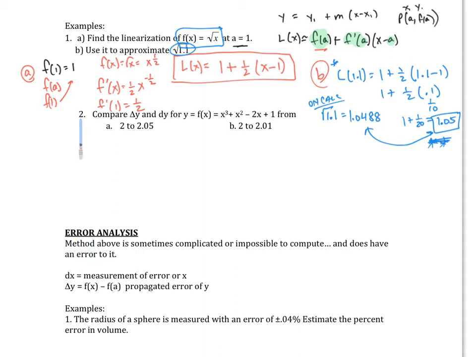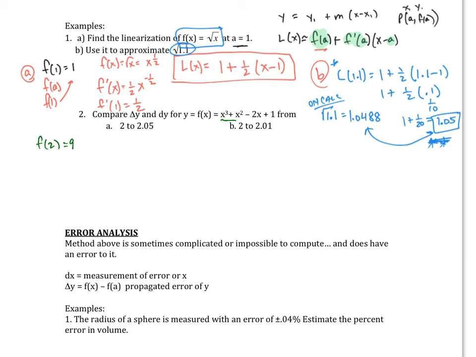But let me do number 2 for you before we talk about error analysis. So here it says, compare delta y and dy for f of x equals x cubed plus x squared minus 2x plus 1 from 2 to 2.05. All right, so this wants us to first find f of 2. Okay, I plug in f of 2. So I plug it into here, and I will get a value of 9.